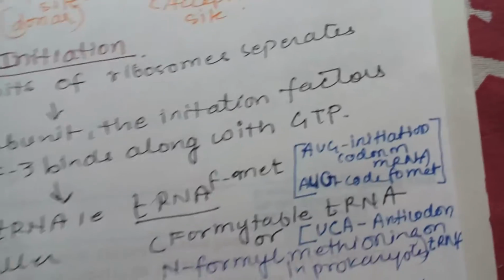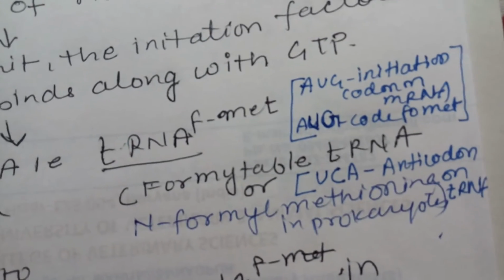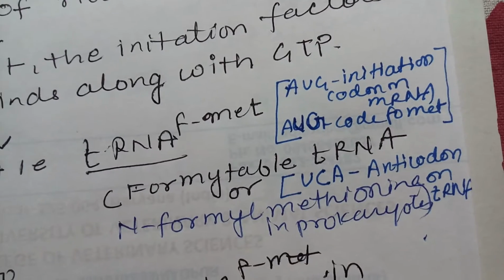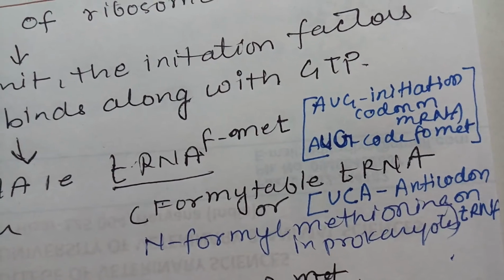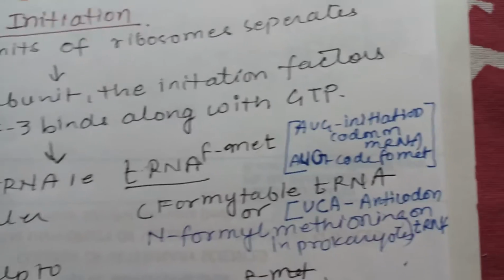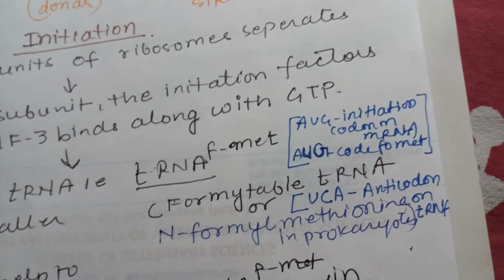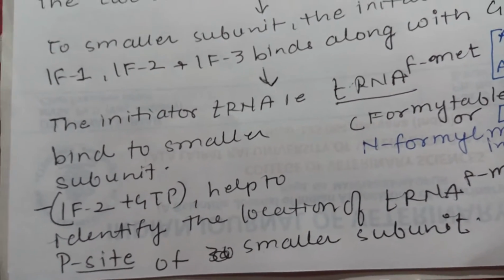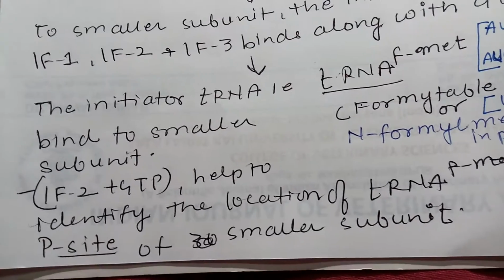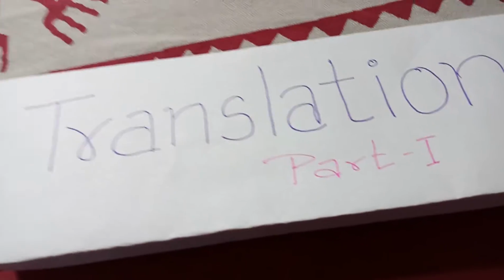AUG actually codes for methionine, and this tRNA in the anticodon arm has UCA as anticodon, so it will carry methionine at its amino acid binding site. This is also known as formylatable tRNA. Now the initiator tRNA binds to the small subunit, and initiation factor 2 along with GTP helps to identify the location of formylmethionine tRNA in the P site of the smaller subunit.